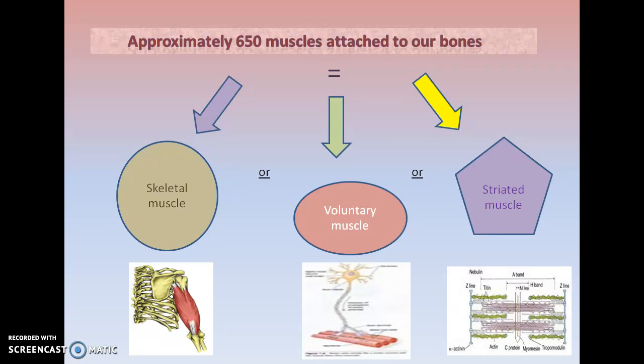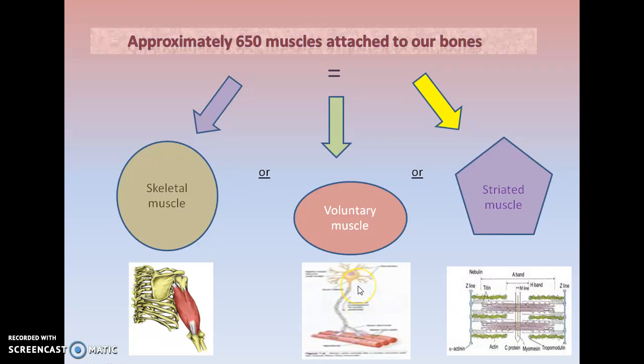Skeletal muscle is also known as voluntary muscle and as striated muscle. So why is it named skeletal muscle? Because these muscles are attached to the skeletal system, as you see here. This is my skeletal system. And why voluntary muscle?